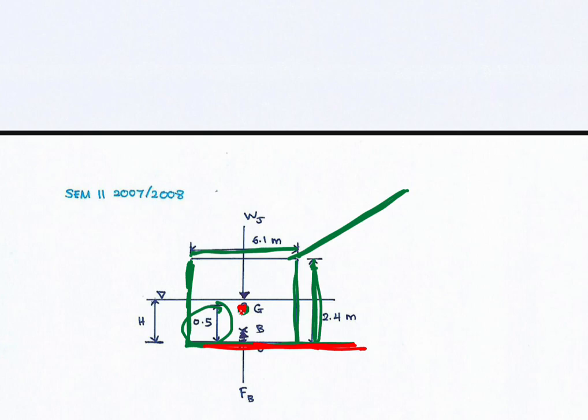If the question doesn't give you any dimension for the center of gravity, you may draw the center of gravity of the whole object at the center point. So if you have a rectangular box here, it is okay to draw the center of gravity at the center of this area. But if the question gives you the center of gravity, you need to follow the instruction in the question.